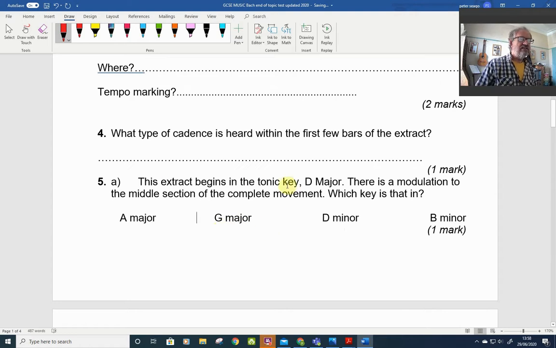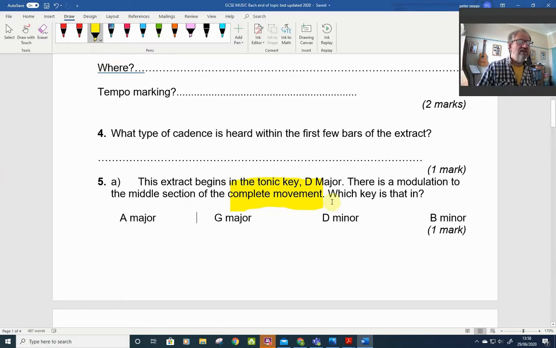This extract begins in the tonic key, D major. That's our home key. There is a modulation, that's a change of key, to the middle section of the complete movement. In other words, when it says complete movement here, that means we're not talking about the extract anymore, because the extract may not have the answer for you.